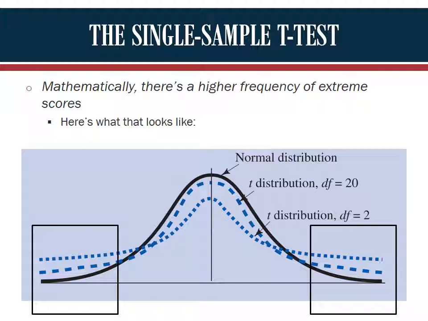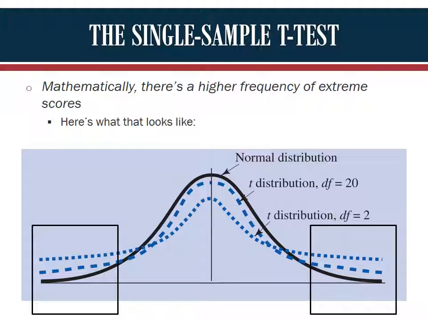Basically, it just means there are a greater number of extreme scores in the tails compared to in a normal distribution. So when we say mathematically there's a higher frequency of extreme scores in a t-distribution, this is what we're talking about. We're talking about these tails being higher up in frequency. In other words, there are more scores in the tails than there are in a normal distribution.